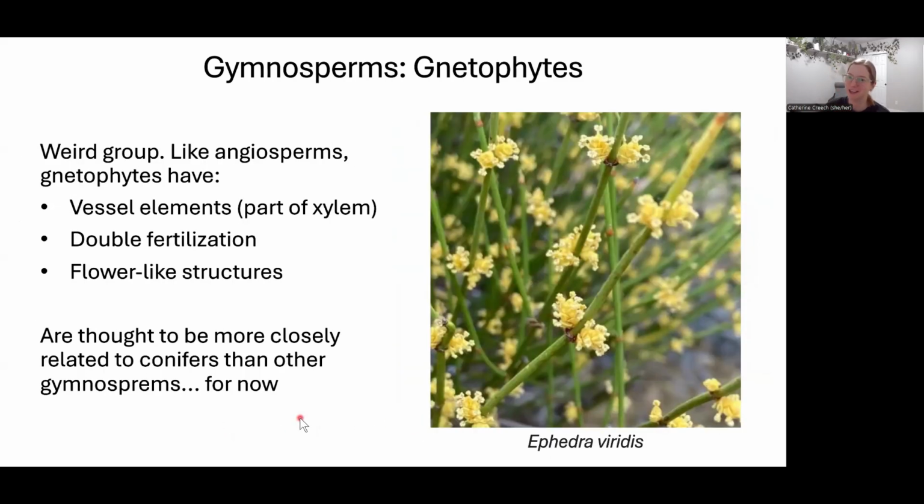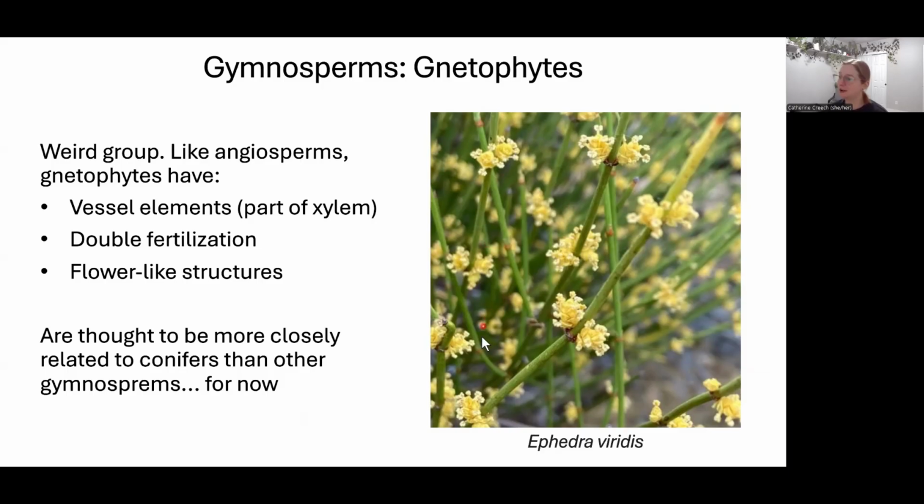Now we get into our cnidophytes. Our cnidophytes are weird. They look like angiosperms. They have flower-like structures. Just like angiosperms, they're going to do double fertilization, which we're going to focus on in the next lecture. They have vessel elements like angiosperms, but they're not angiosperms, because they don't have true fruit, they don't have true flowers, and genetically they seem to be really closely related to pines specifically.